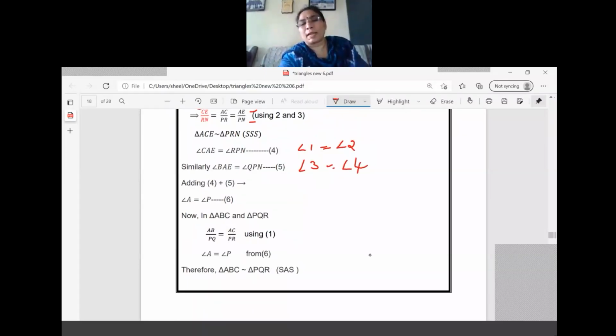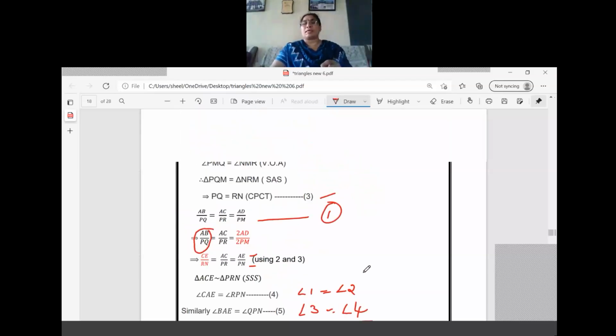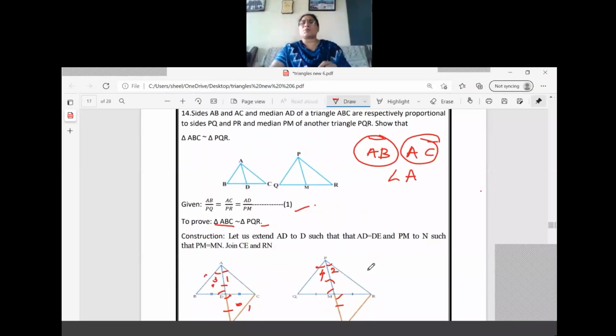Now if we add angle 1 and 3, the complete angle A will come here. If we add angle 2 plus 4, we get angle P. So that means the included angles are equal by this property. We already mentioned in the beginning that the sides are in proportion. Now we got the included angles equal. So the triangles are similar by which property? SAS criteria only. It is a lengthy procedure.